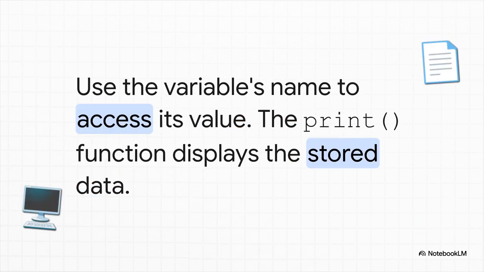And this is where the real power kicks in. See, once it's created, you don't have to type 30 over and over again. You just use its nickname, user_age. So if you tell Python to print user_age, it looks up that name, sees that it's pointing to 30, and boom, it shows you 30. The variable is a perfect stand-in.